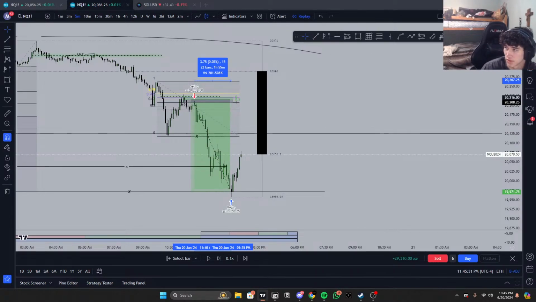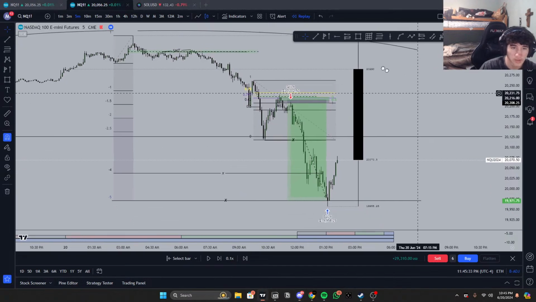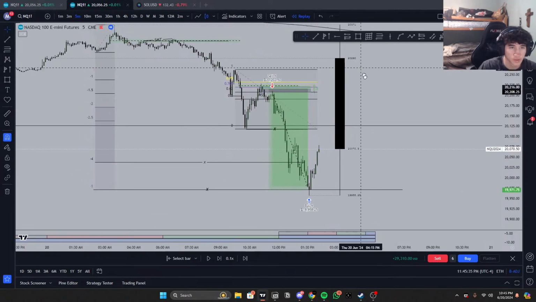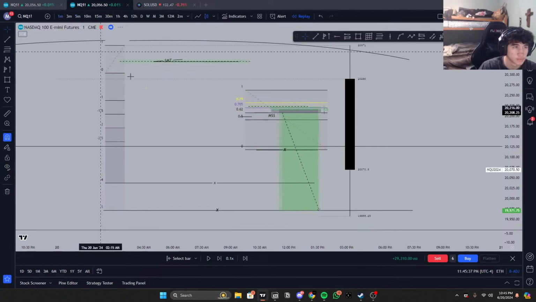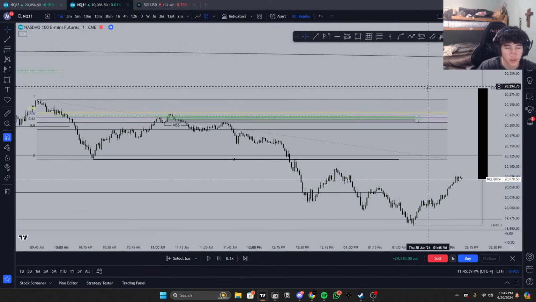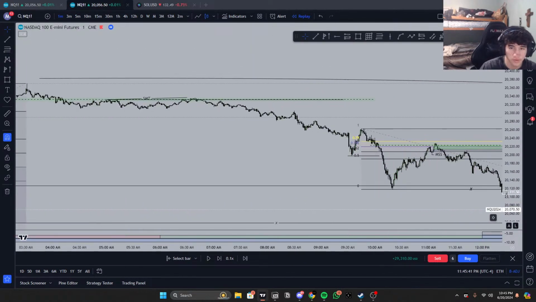No, break of structure is a push higher. So if we're pushing up higher, this is a break of structure. This is a market structure shift because we're pushing up higher. Oh shoot, this is going to be hard to explain. Don't worry about break of structures. Don't focus on that right now. Focus on market structure shifts.